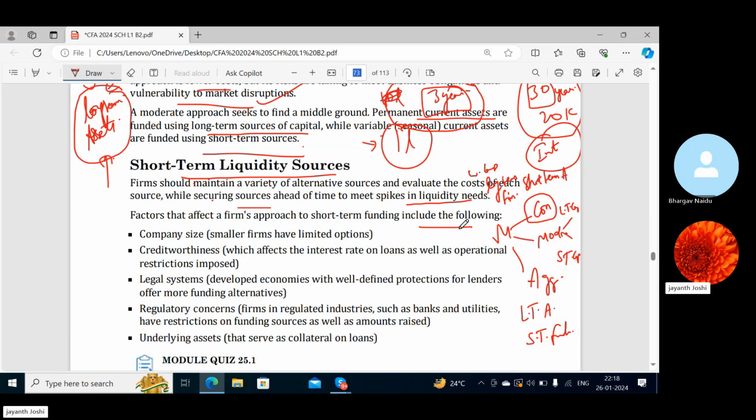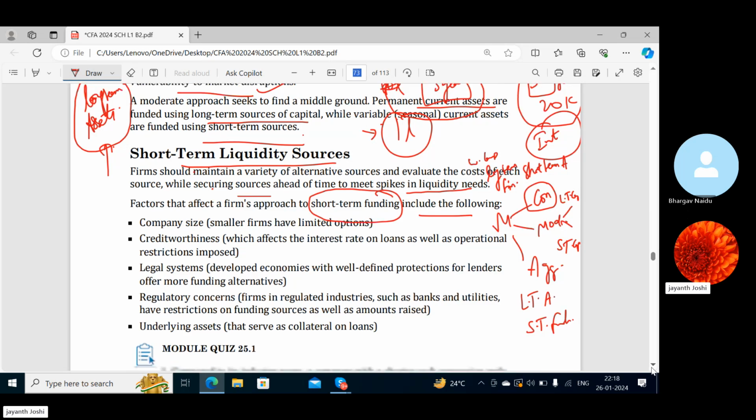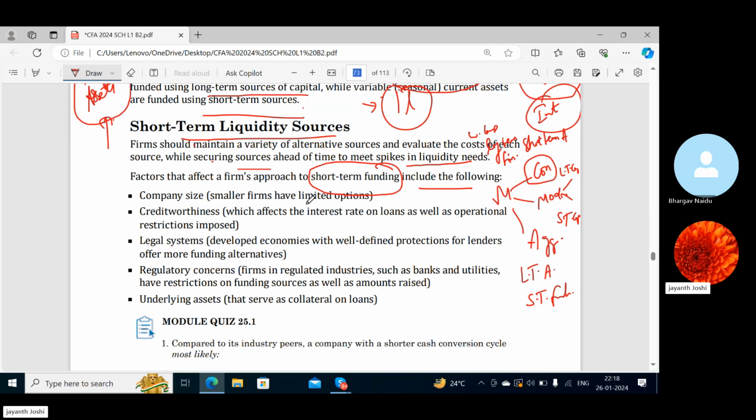Factors that affect a firm's approach to short-term funding include the following. So what factors can affect the firm's approach towards its short-term funding or arrangement of short-term funding? First of all, the company size. Smaller firms have limited options. The company's creditworthiness is always checked before funding can be given to it. Then they have to undergo a lot of legal procedures, right? Because there is a lot of protection for lenders.